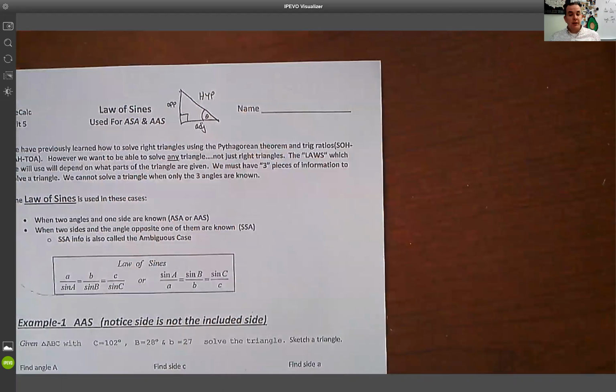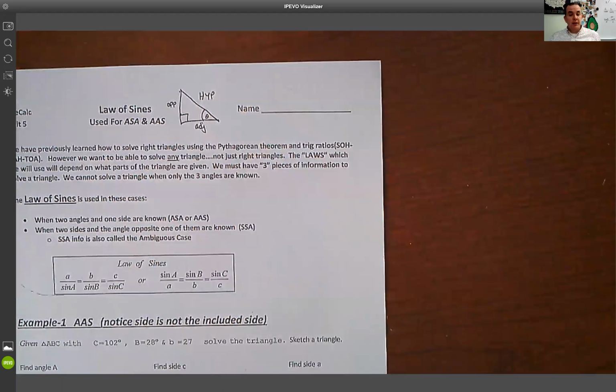Okay, what we're going to talk about today is the law of sines. So far this year, pretty much what we've dealt with is right triangles. So a right triangle, like this, where we have the hypotenuse, and then we have our legs. And so let's say we're using it from this perspective. This is our angle. We had our opposite, and we had our adjacent.